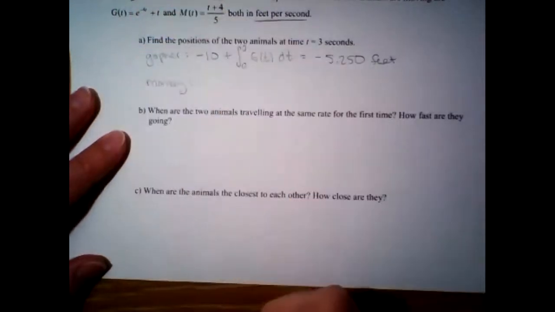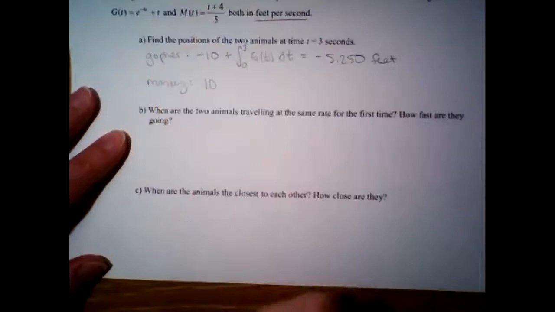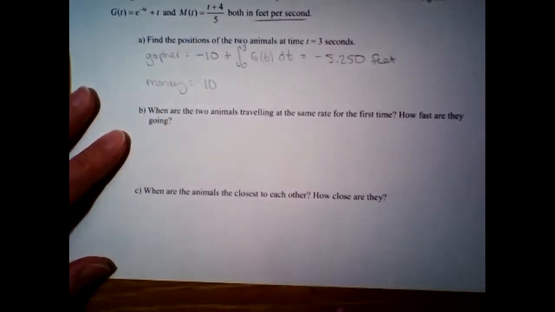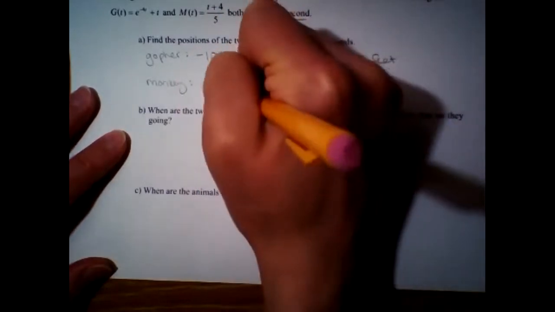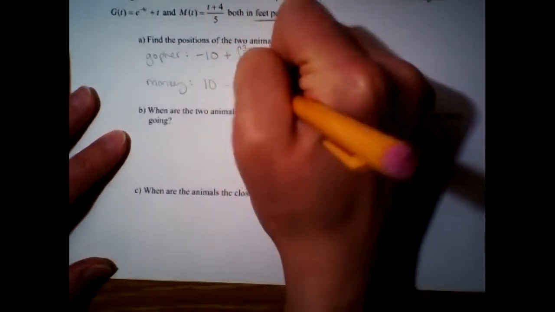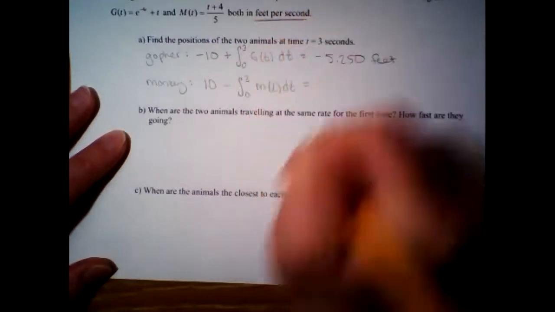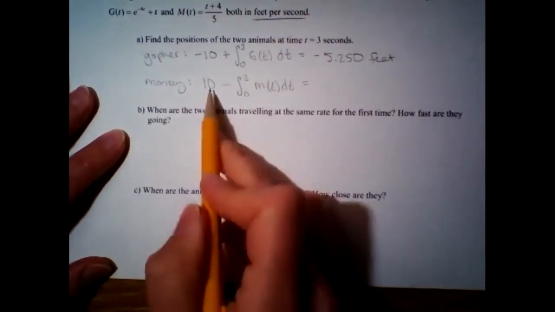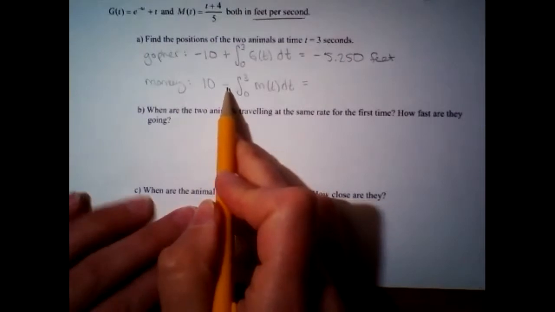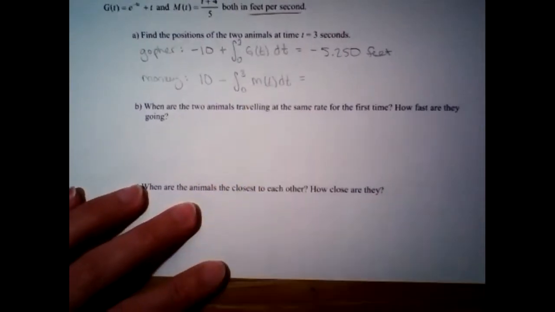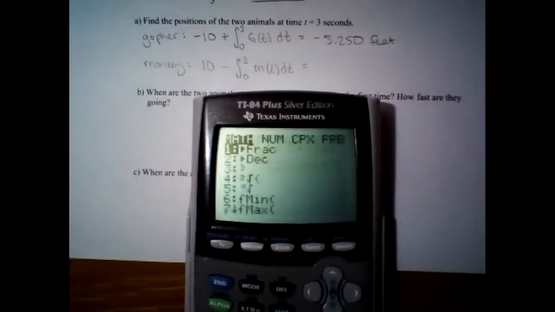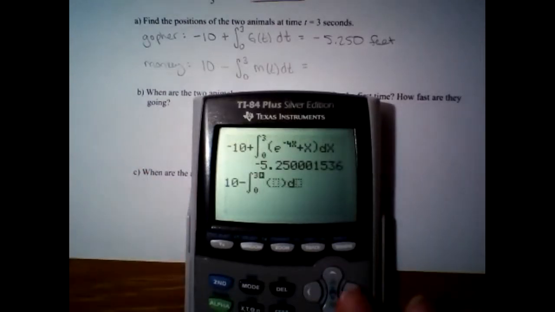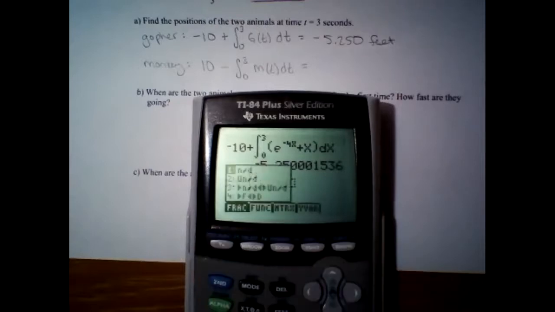All right, and then for the monkey starts at +10. He is moving downwards. He's moving down towards the ground. So we're going to subtract off his accumulation. Again, 0 to 3, and this time it is the monkey equation. So he starts at +10. He's moving downwards. So I'm subtracting off his accumulated motion from 0 to 3. All right, so this is going to be 10 minus math 9, 0 to 3, and I'm going to type in the monkey equation.